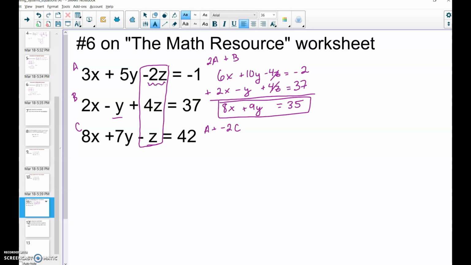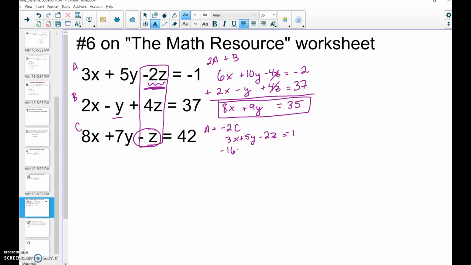I know that this step might be a little bit confusing, so maybe pause this video, go back and kind of rehear what I'm saying. You want to try to get the z values to cancel out. So if I multiply just this z value by -2, that gives me +2z. And so when I add that together with this z value up top in equation A, they will cancel. And that's what I'm looking for. So A is staying by itself, 3x plus 5y minus 2z equals -1. Then I'm taking -2 and multiplying it to C.